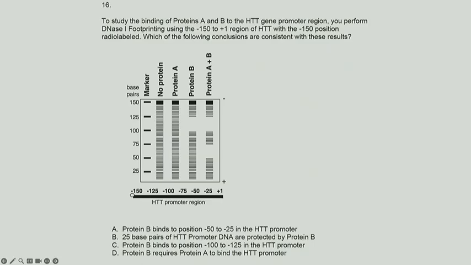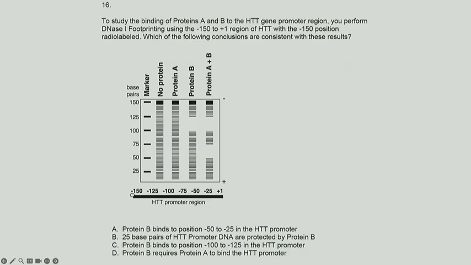Okay, so we have our Huntington's promoter region. We've labeled the -150 end, right? And then we've added protein A by itself, protein B by itself, and protein A and B together, right? So part A, protein B binds to position -50 to -25. Is that going to be true?